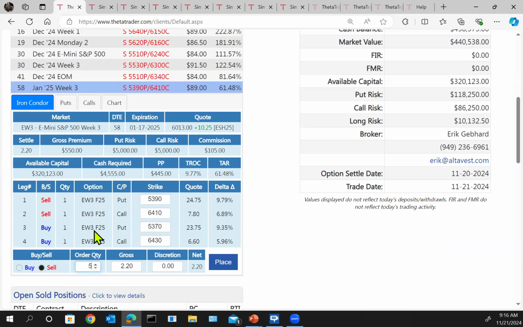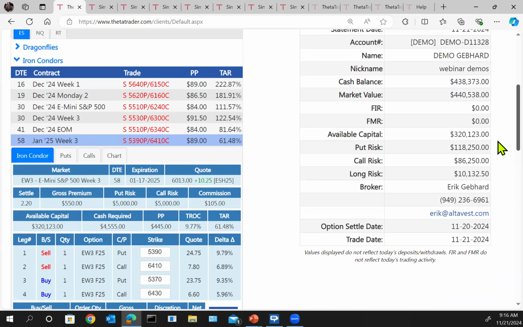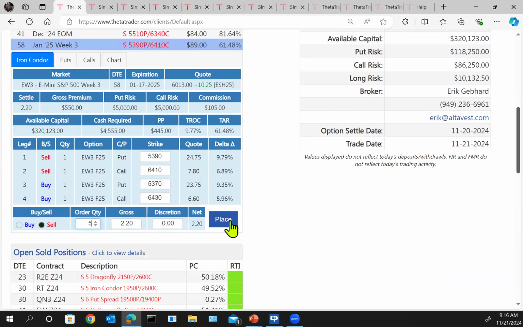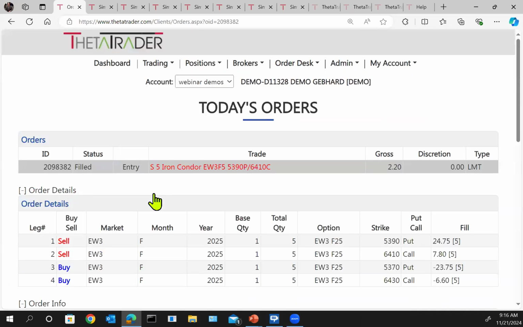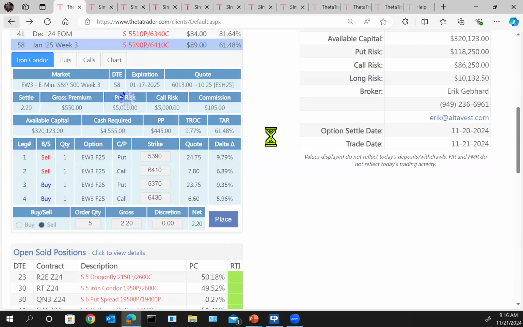How about 5? So here you see your cash required goes up, your profit potential goes up, and so on and so forth. So that's how simple it is to look at a theta trade on any given day, and then you want to place that order, and you just do that. And this is a demo account, so it just assumes that your order is filled. So that's how simple that is. Let's look at another trade now.